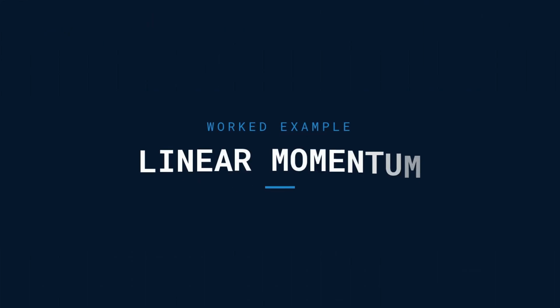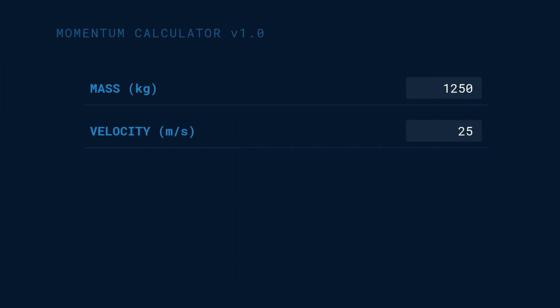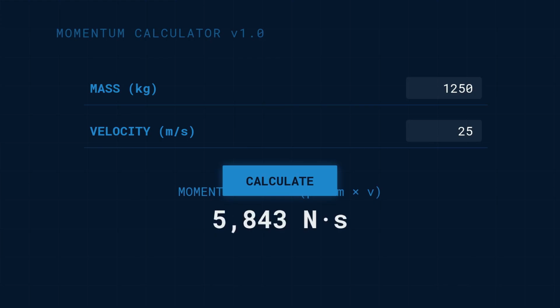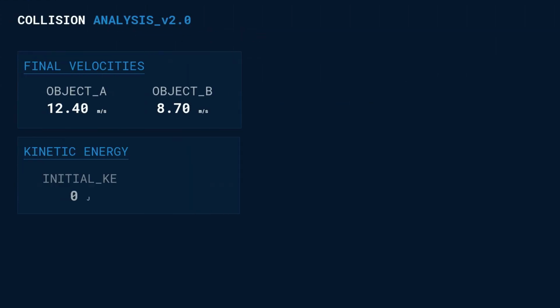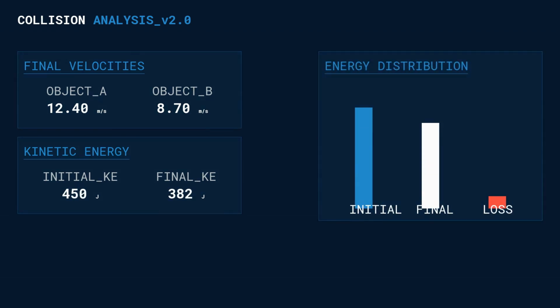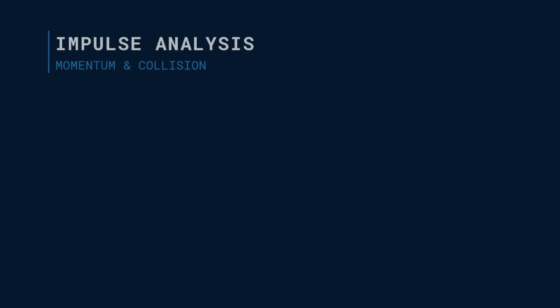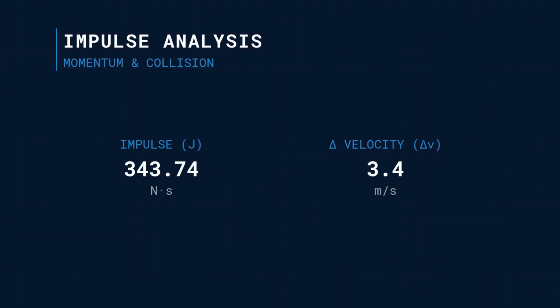Let's work through a linear momentum example. When you enter a mass and velocity, clicking Calculate gives you the momentum result in Newton seconds. For collision calculations, the outputs include final velocities for both objects, initial and final kinetic energies, and energy loss during impact. The impulse modes calculate either the impulse value or the resulting velocity change.